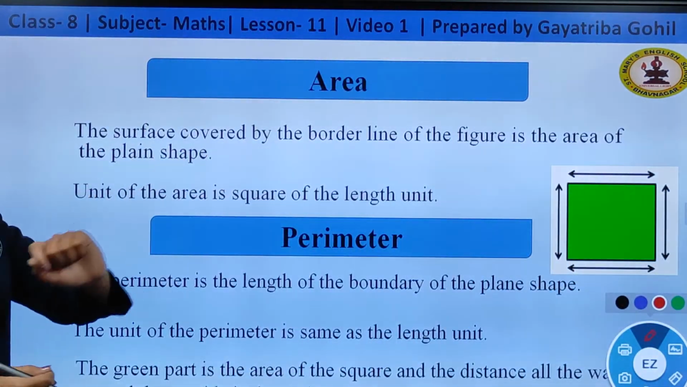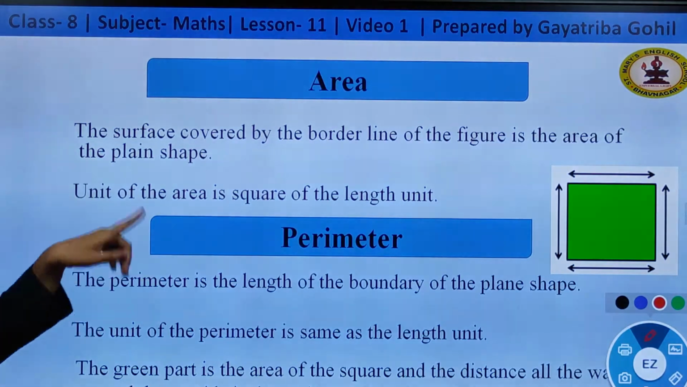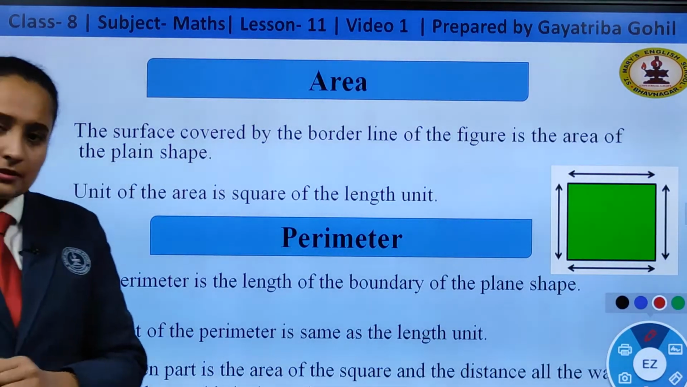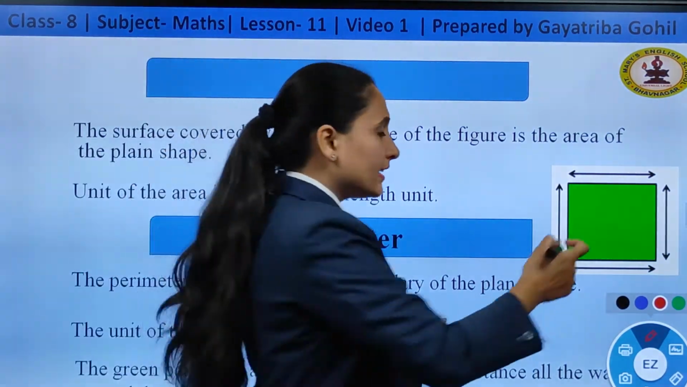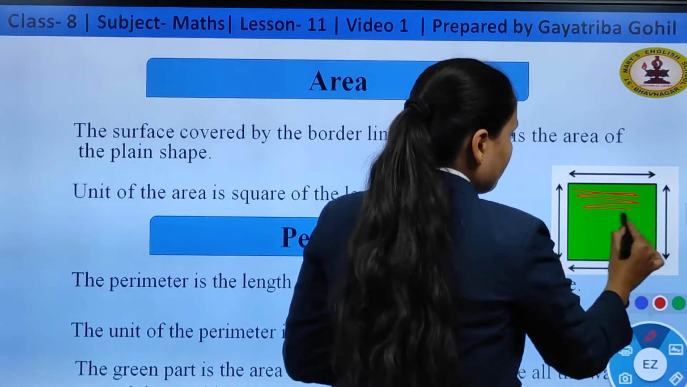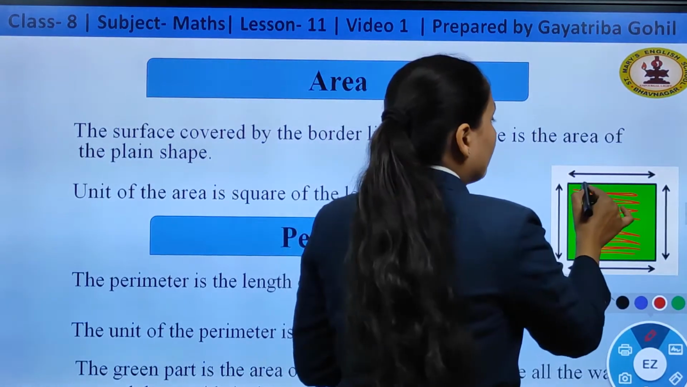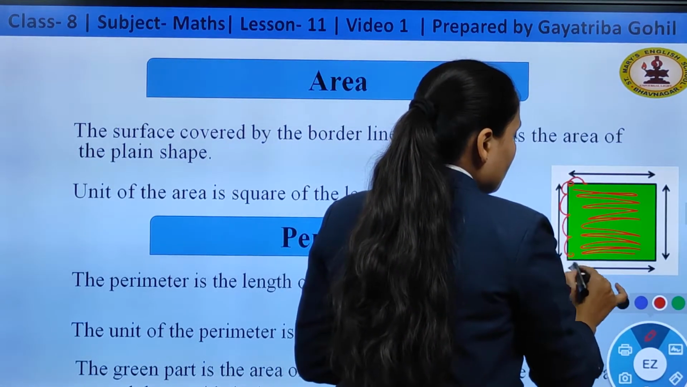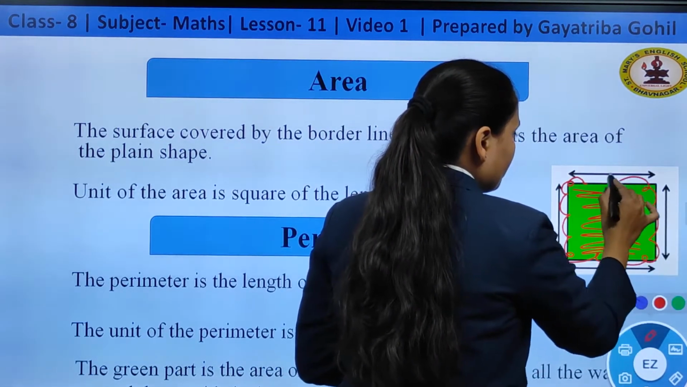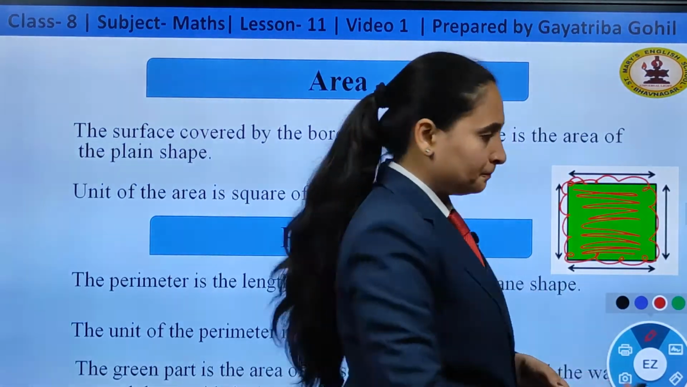The green part is the area of the square and the distance all the way around the outside is the perimeter. So over here, let us repeat what is area. This green part, the surface which is covered by this square is the area. And what is the perimeter? This boundary is the perimeter.